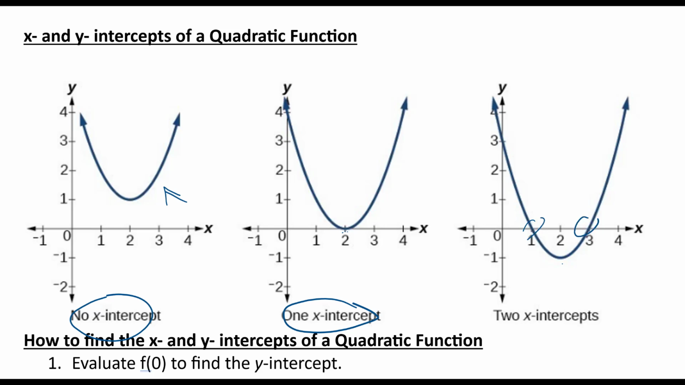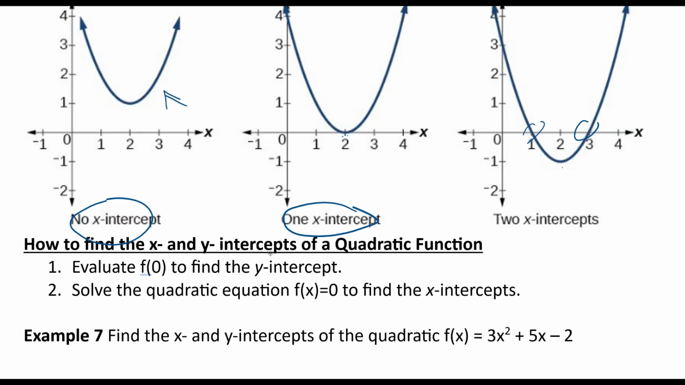And I have to point out that these are all opening up, obviously. So I'm talking about a quadratic that opens up, that's above the x-axis, on the x-axis, and goes below the x-axis for the vertex. So how to find the x and y intercepts of a quadratic function? You put in 0 for x to get the y-intercept, just as you would if you're doing a linear function. And to solve for the x-intercepts, you set the equation equal to 0.